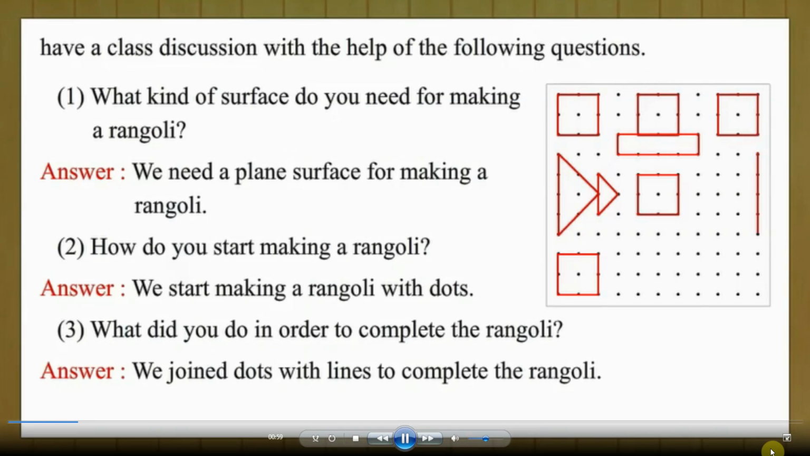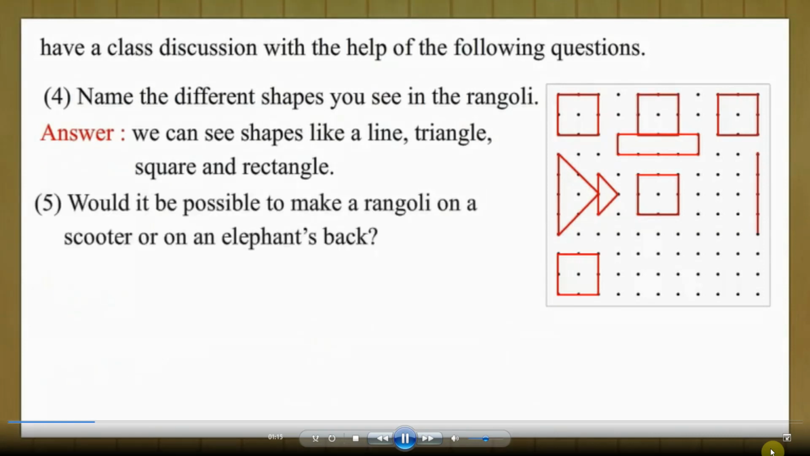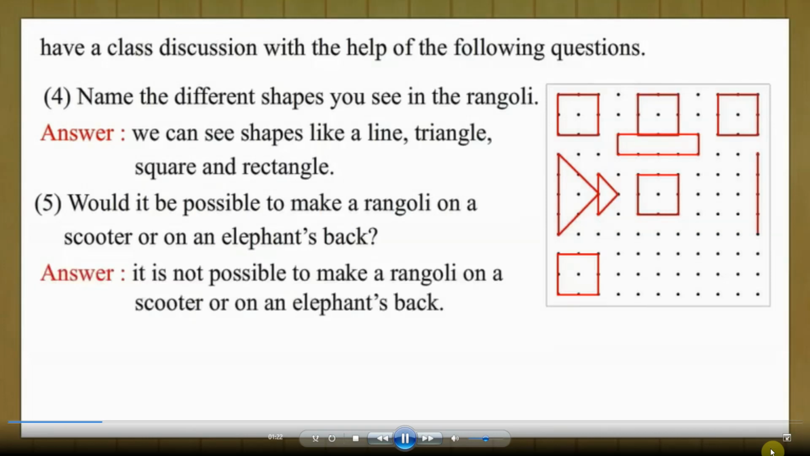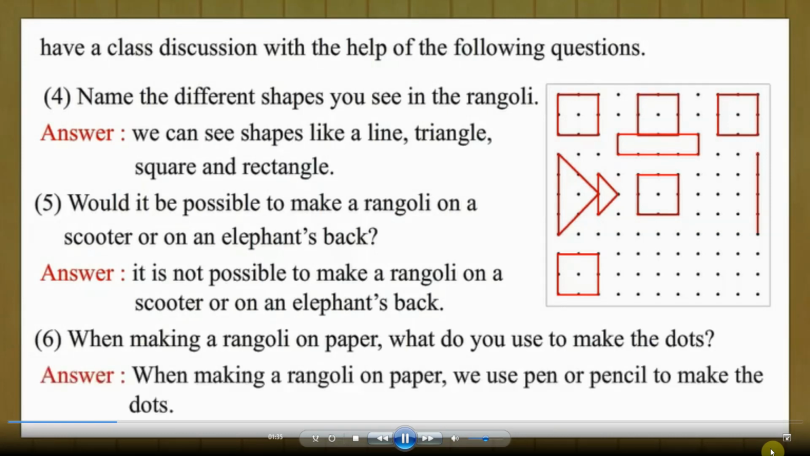4. Name the different shapes you see in the Rangoli. Answer. We can see shapes like a lion, triangle, square, and rectangle. 5. Would it be possible to make a Rangoli on a scooter or on an elephant's back? Answer. It is not possible to make a Rangoli on a scooter or on an elephant's back. 6. When making a Rangoli on paper, what do you use to make the dots? Answer. When making a Rangoli on paper, we use pen or pencil to make the dots.